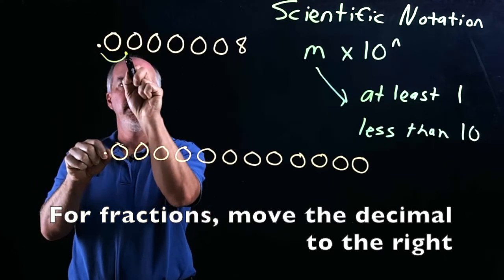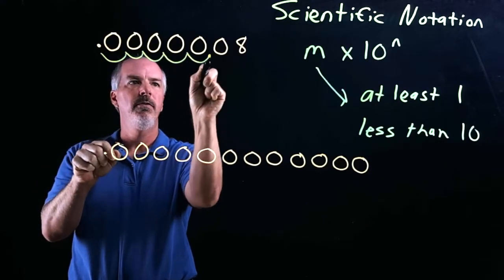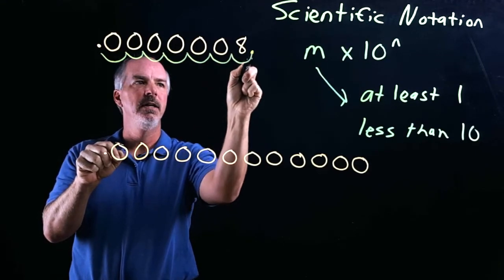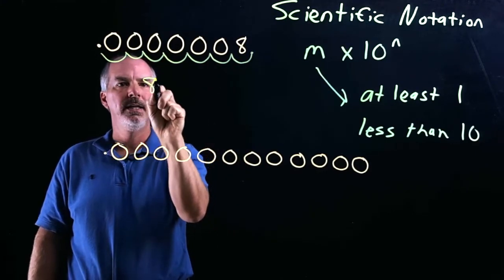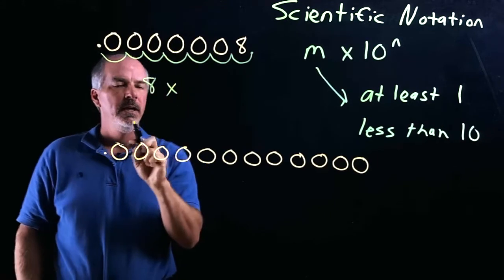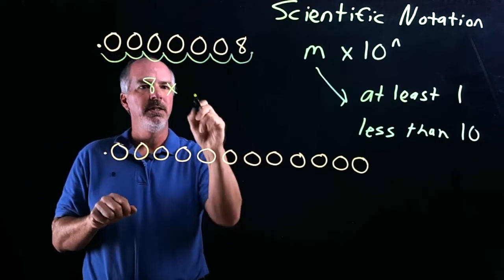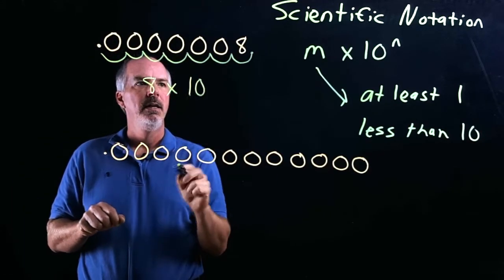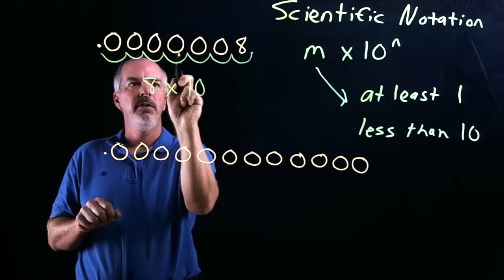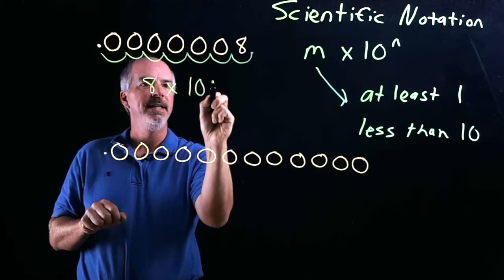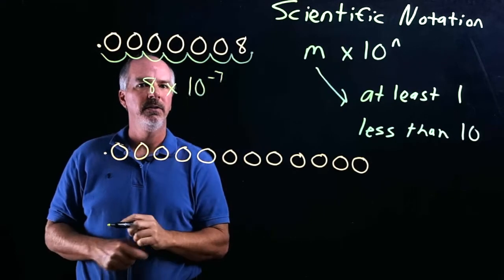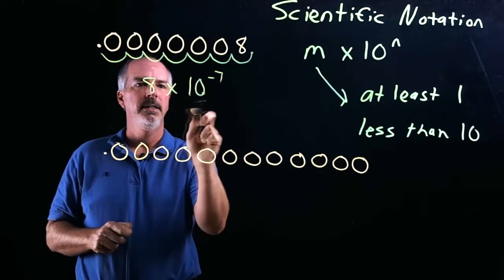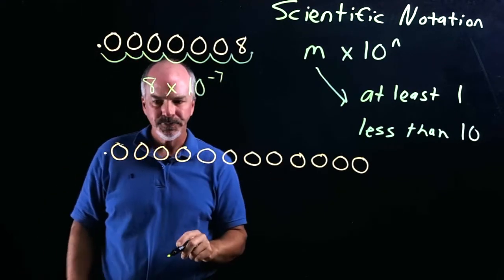So we're going to move 1, 2, 3, 4, 5, 6, 7. Now that becomes 7 times. Now, if we're moving the opposite direction, it's still going to be a power of 10, but it's going to be 10 to the negative 7. Okay? 10 to the negative 7. All right, let's do another one.